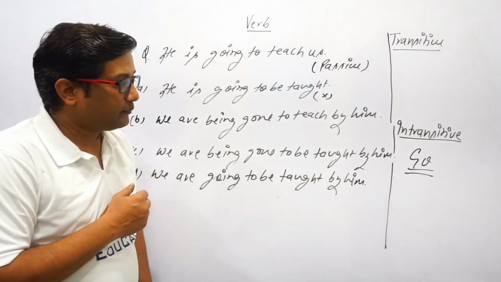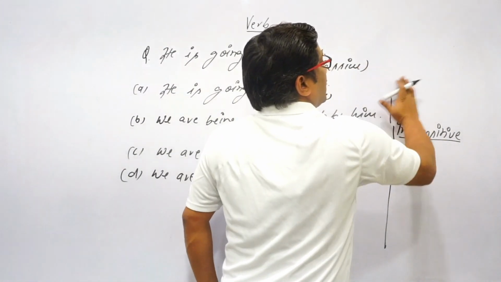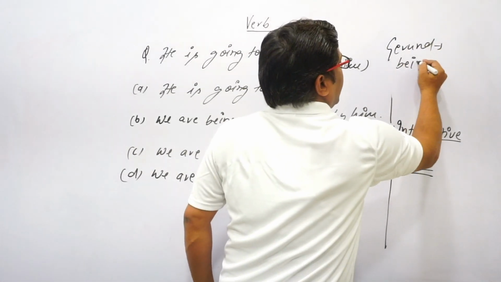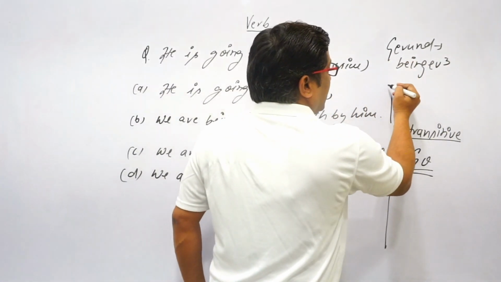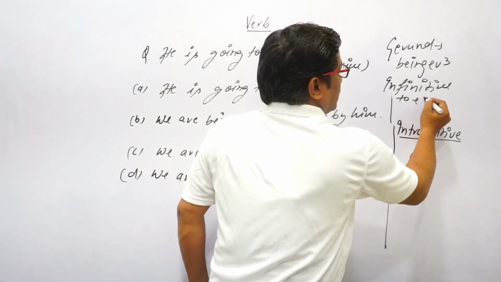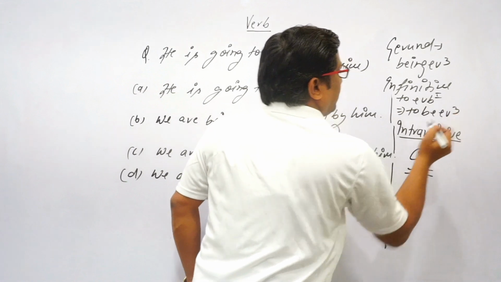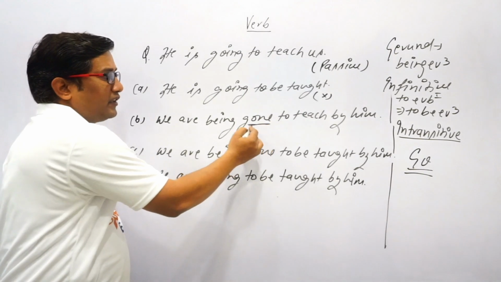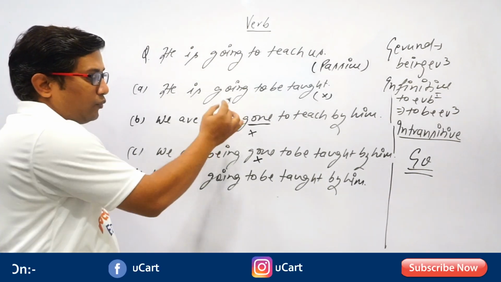So now what to do? We must have a little concept of the passive: while making the passive of a gerund we use being and the third form, and while making the passive of an infinitive, we convert it to be and the third form. So now let's see, this cannot be passive because we do not make the passive of go. So what is the answer?